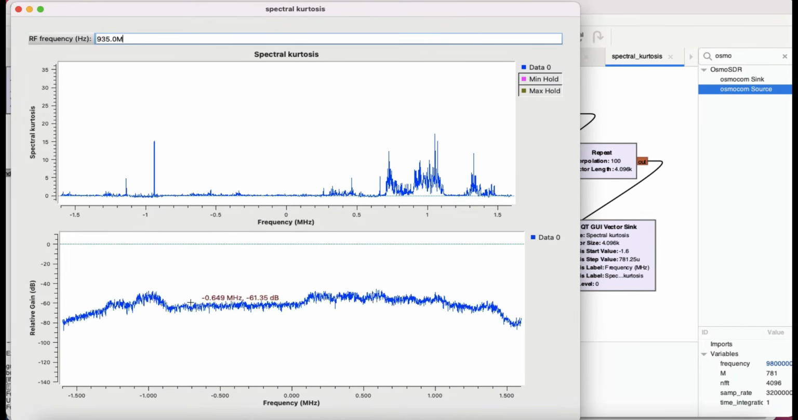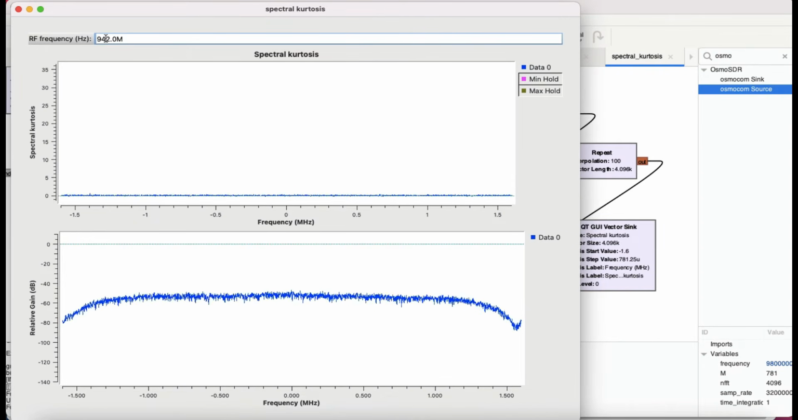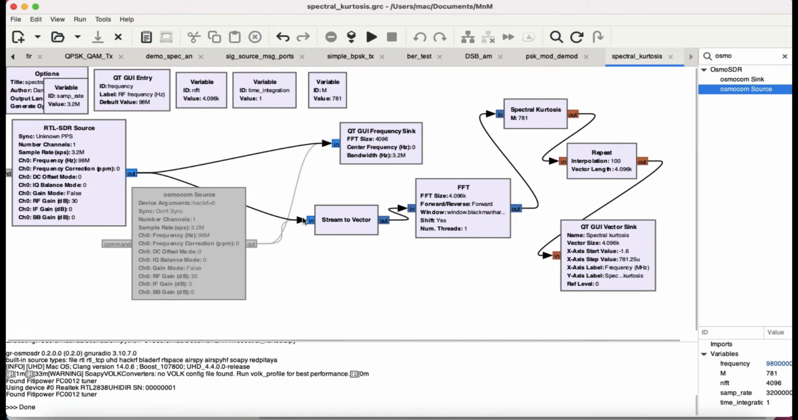Even though it looks like a noise floor, based on spectral kurtosis compared to this, there is a presence of a signal. Let's try something like 942, because my dongle goes up to 942. Right now, it's not showing me anything. I'm going to turn this off, and I'm going to show you in the presence of a jammer.